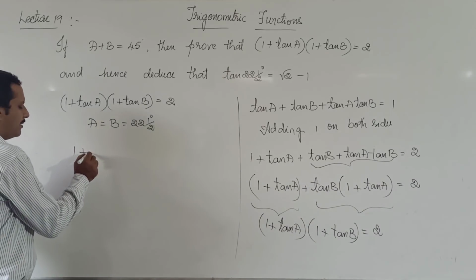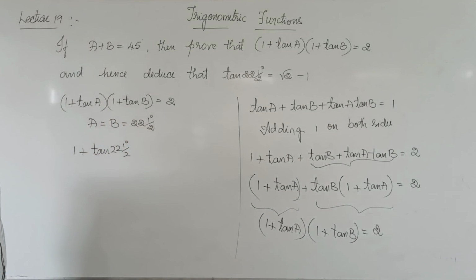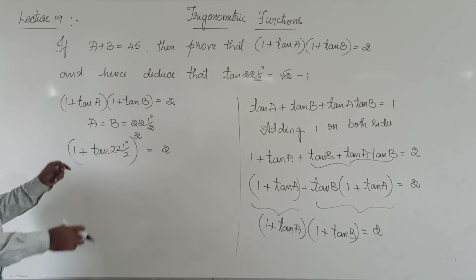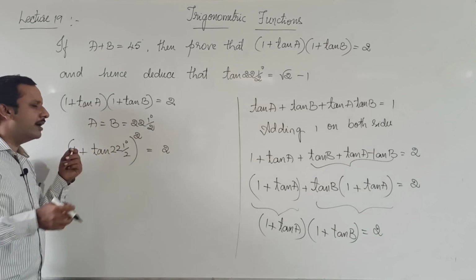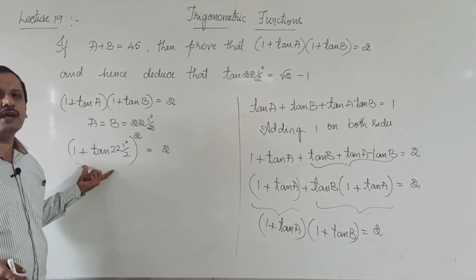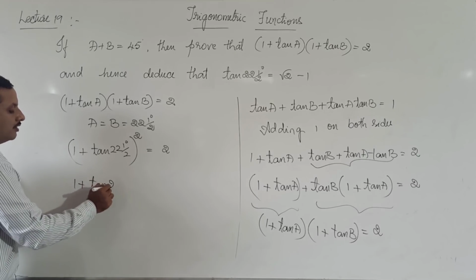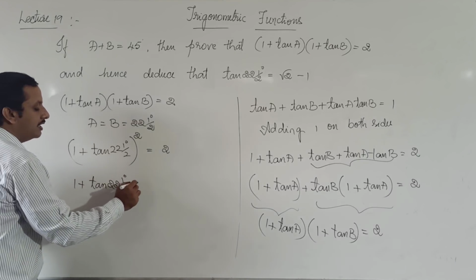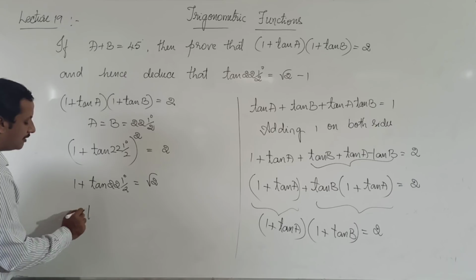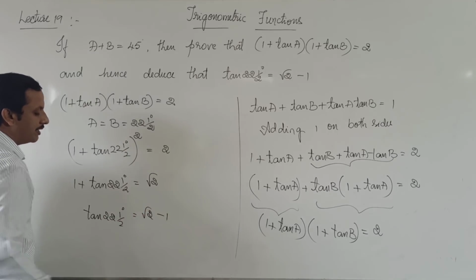Okay, then what happens? (1 plus tan 22.5 degrees) into (1 plus tan 22.5 degrees), so it becomes the whole square, equal to 2. Together it becomes (1 plus tan 22.5 degrees) whole square, equal to 2. Taking the square root here, you get 1 plus tan 22.5 degrees is equal to root 2. Then take 1 to the RHS, that gives you tan 22.5 degrees is equal to root 2 minus 1.